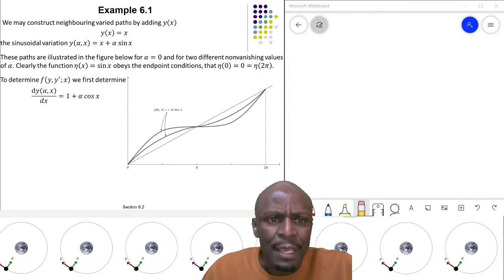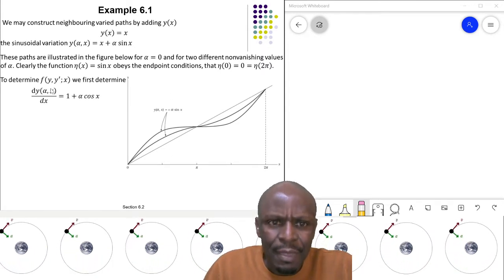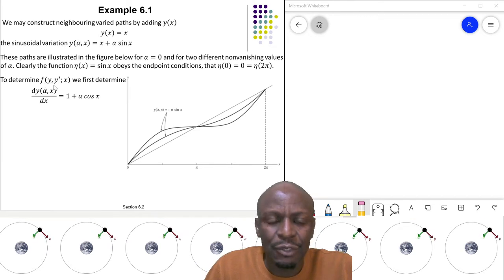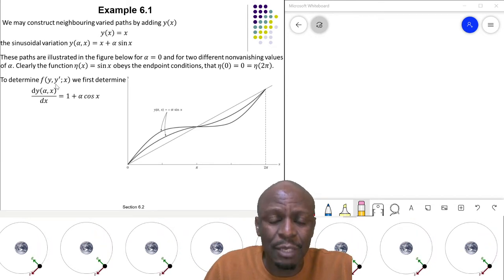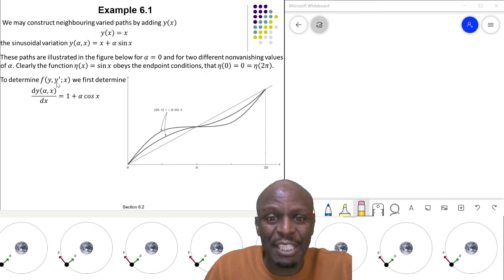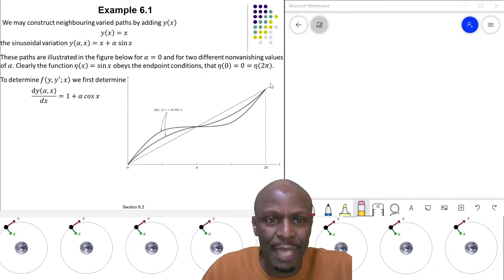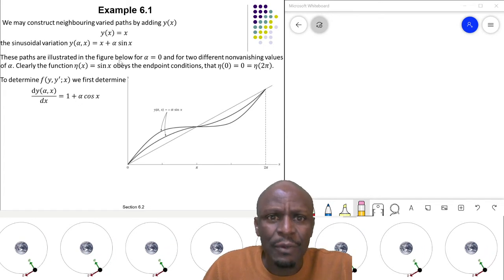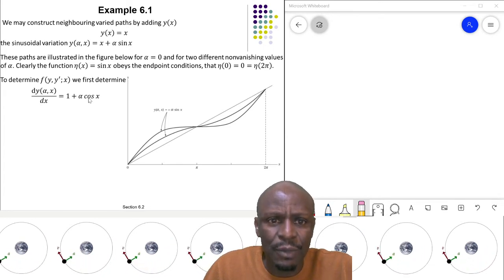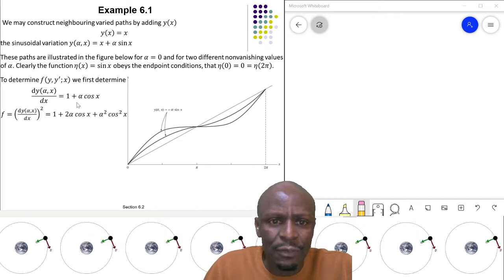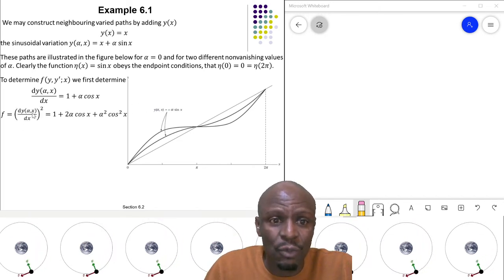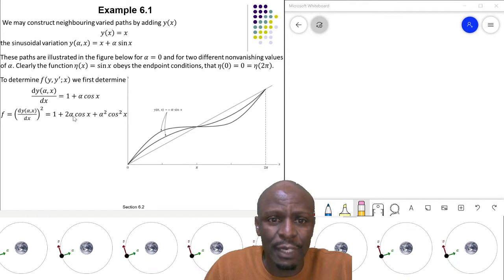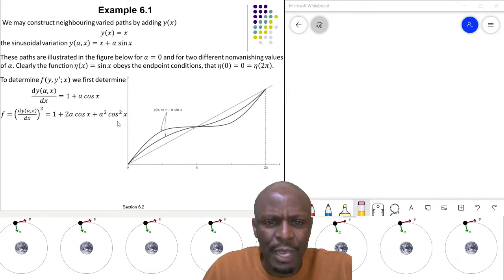All right. Now to determine f, so that we can plug it into the equation of the functional J from the previous slide, we need to first do the differentiation. When we differentiate this function, this is what you are going to have. And you square this function because you are given f as a square. If you square the function, this is what you are going to have.